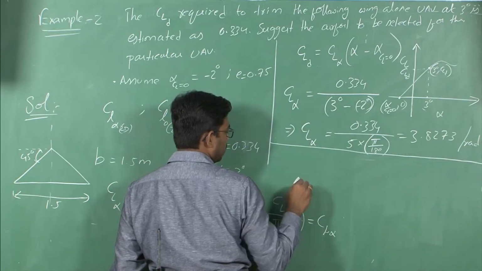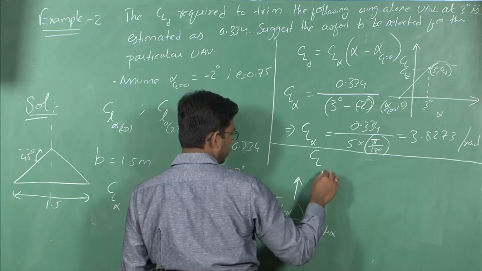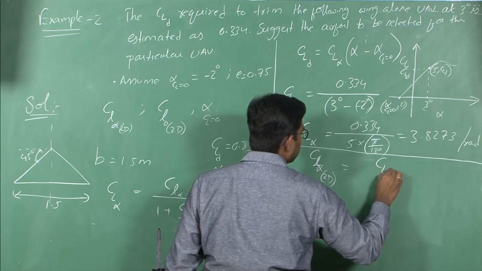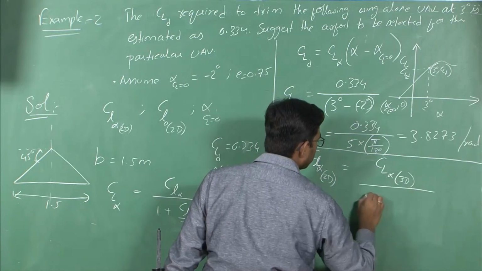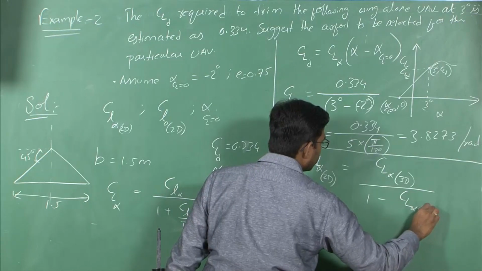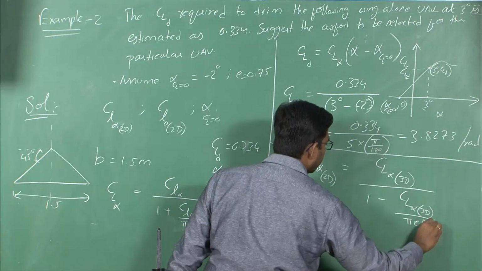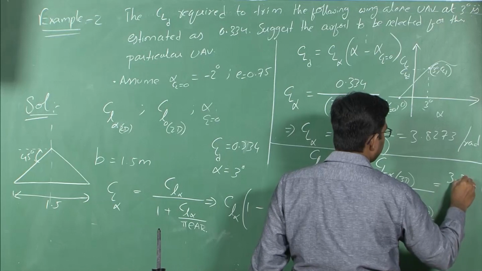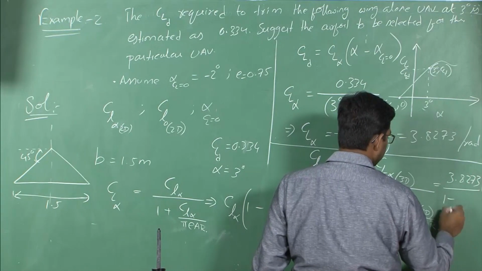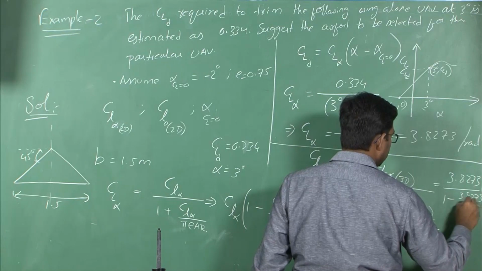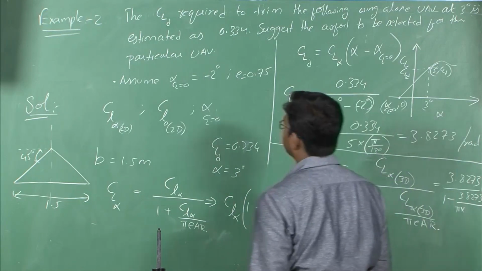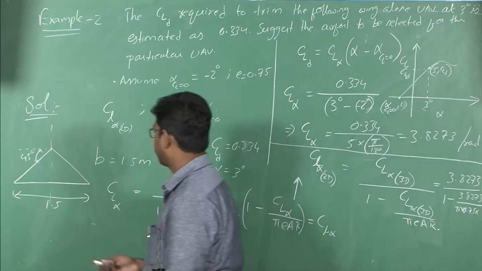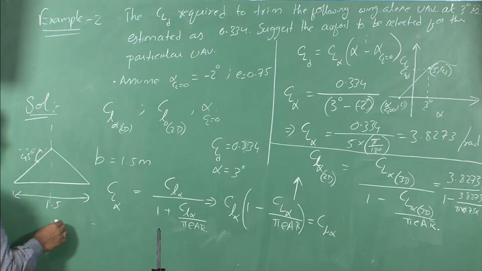this implies CL alpha 2D is equal to CL alpha 3D divided by 1 minus CL alpha 3D divided by pi e AR. Now substituting these values, CL alpha 3D is 3.8273, and 1 minus 3.8273 divided by pi into Ostwald's efficiency factor 0.75 into the aspect ratio of this wing. So how to find the aspect ratio of this wing?